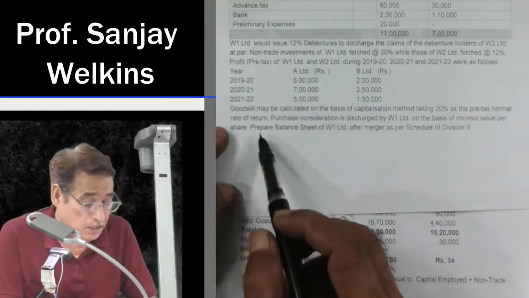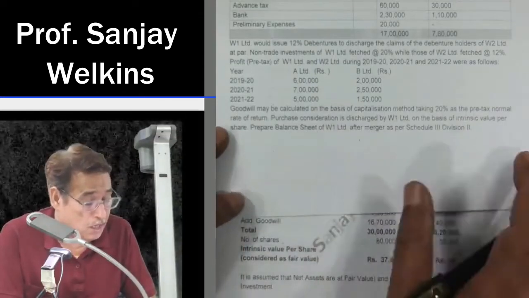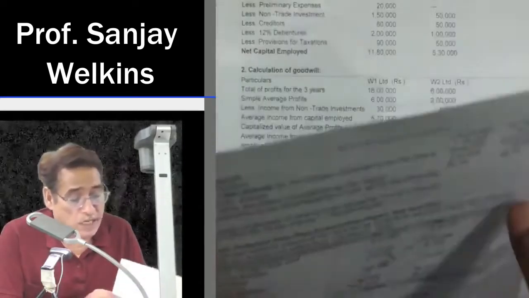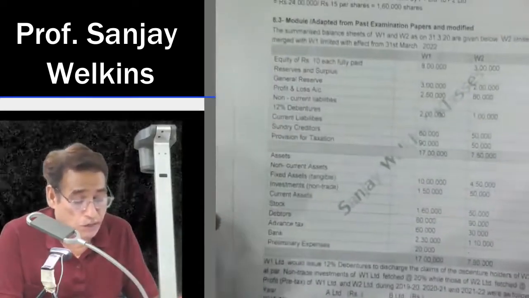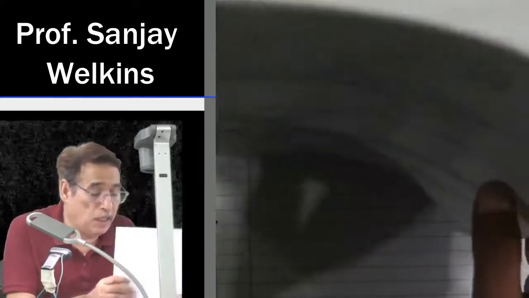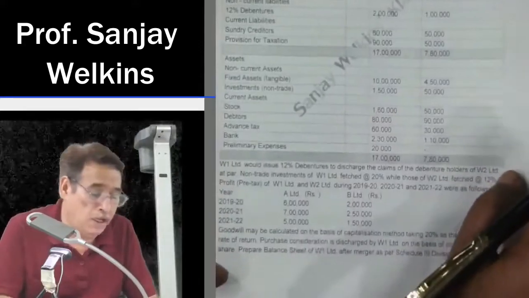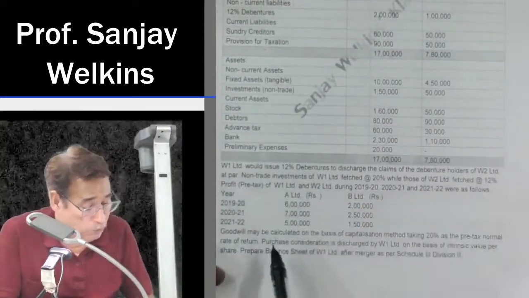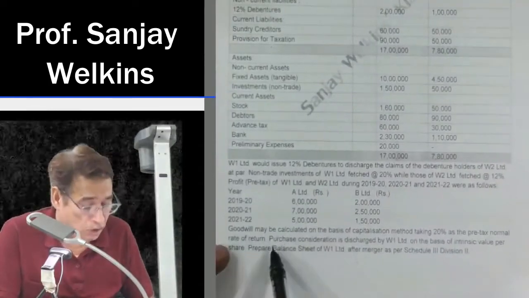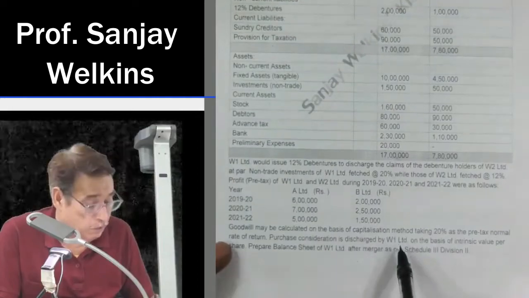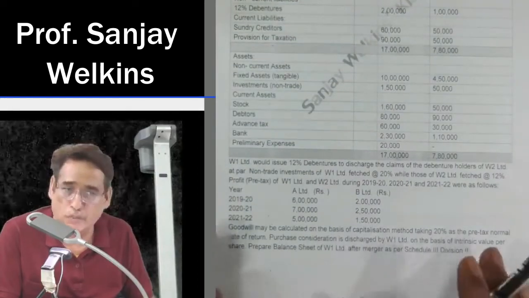Question has simply asked us to prepare balance sheet of W1 Limited after the merger as per Schedule 3 of Division 2. Of course, right from the beginning of this particular chapter, we are following Schedule 2. Correct? So this is the question. The basic difference between the last question and this question is that here in order to compute, but before that one line actually I haven't gone through, and which is quite wider. Purchase consideration is discharged by W1 Limited on the basis of intrinsic value of per share.